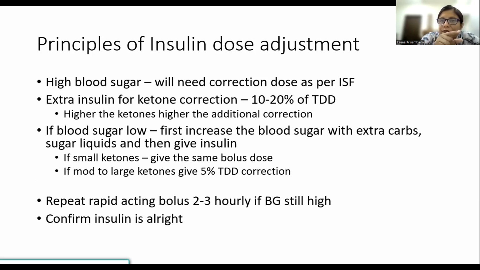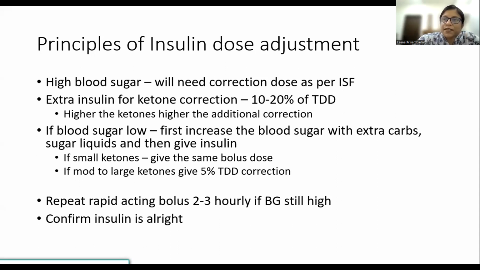So I have to find the ISF. ISF means the insulin sensitivity factor. If I take 1 unit of insulin, by how much will my blood sugar drop? That is how sensitive my blood glucose is to the insulin, which is why it's called the insulin sensitivity factor.